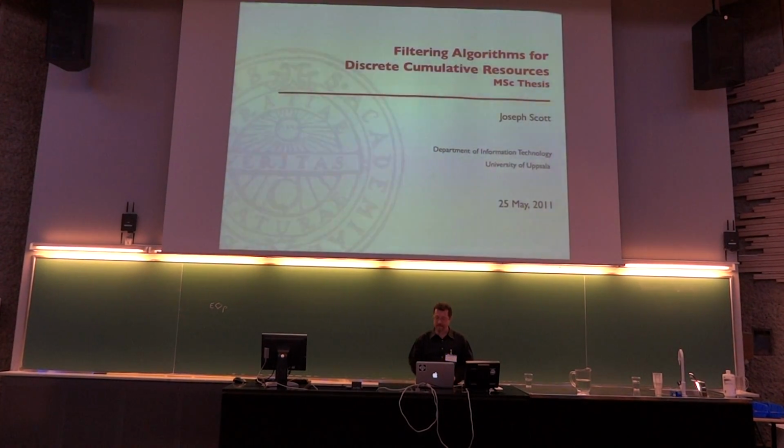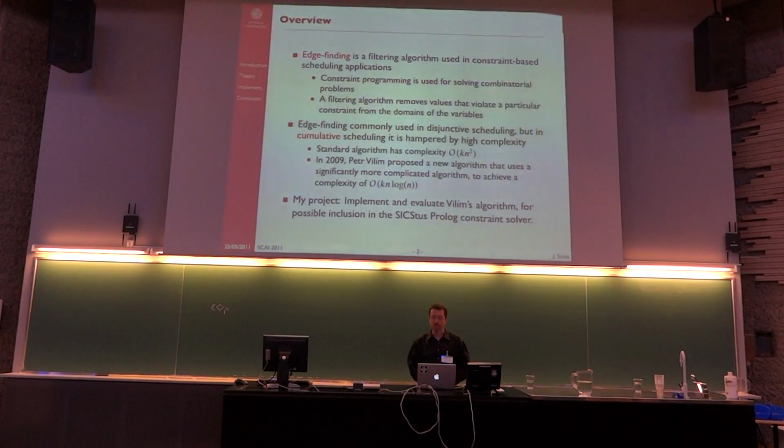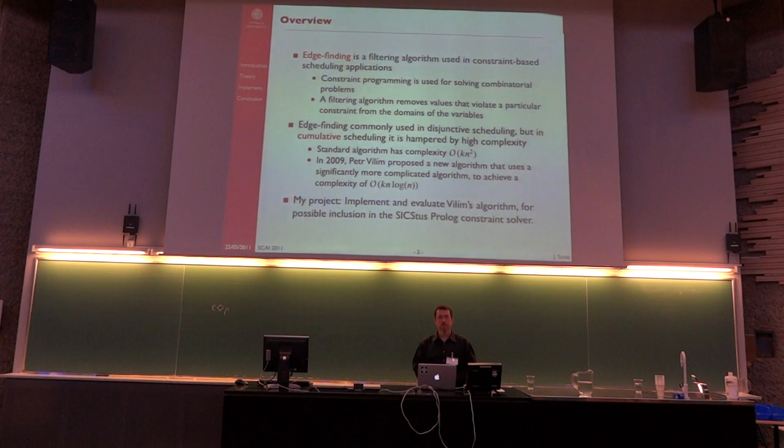What I'm going to be presenting today is a filtering algorithm for constraint-based scheduling, which is called edge finding. Now, constraint programming is a method used for solving or optimizing combinatorial problems, I should say. We have a set of variables, each with a domain of discrete possible values, and then a set of constraints over those variables, which specify the combinations of values among the various variables which can be present in a feasible solution. A filtering algorithm is an implementation of one of these constraints.